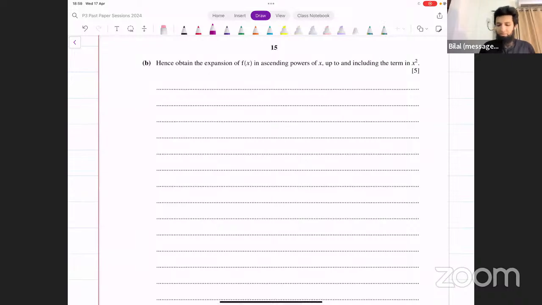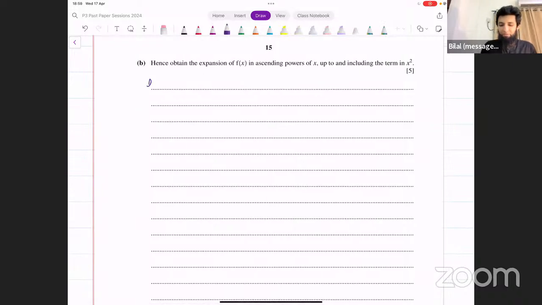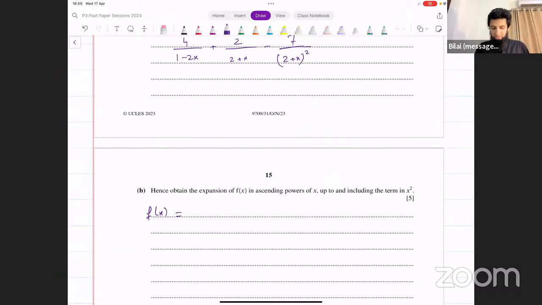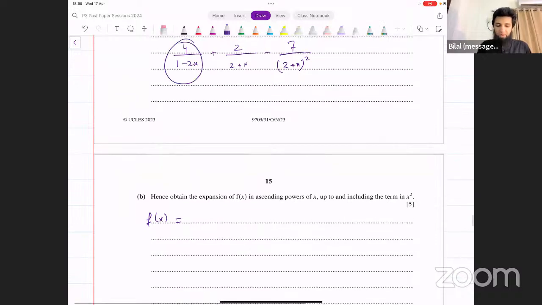Now it's the expansion of f of x. You've already found the partial fractions form, so you should be using that partial fraction form now. That's 4 over 1 minus 2x, 2 over 2 plus x, and 7 over 2 plus x whole squared. Let's bring all the denominators to the numerator and see what that gives you.